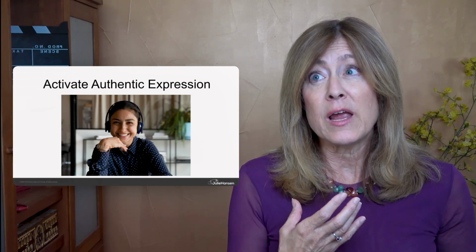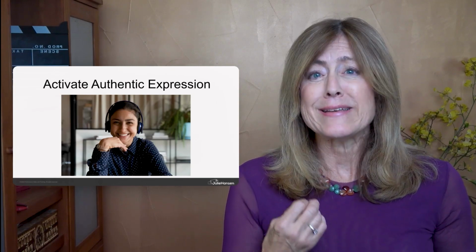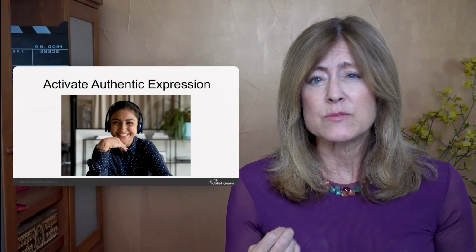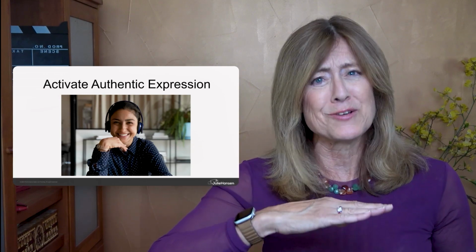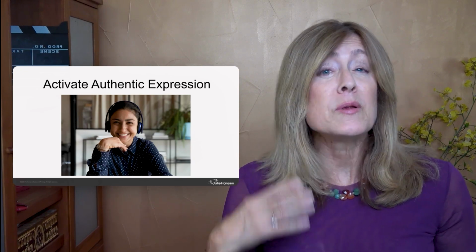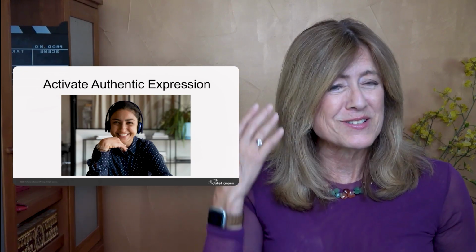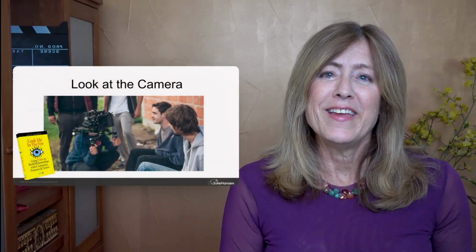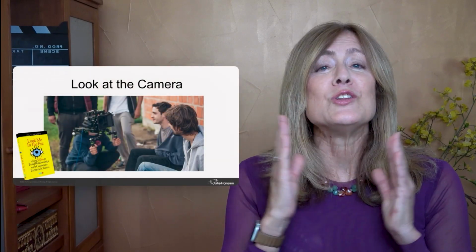And oftentimes, for business people, that takes some work to get to that point because we've been taught to sort of repress those emotions and too much activity in our face. And so we have to sometimes reconnect those muscles and the triggers. The other thing we want to do is, of course, look at the camera.